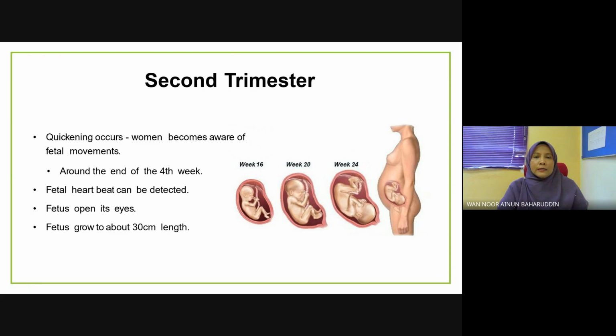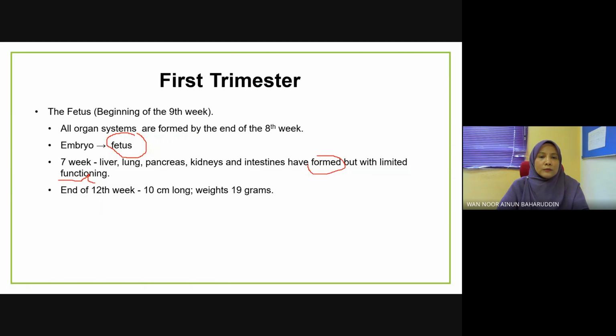Okay, during the second trimester, from 4 to 6 months, quickening occurs. Women become aware of fetal movements like kicking, moving, and so on. And the fetal heart can be detected here. The fetus opens its eyes and is about 30 cm in length, which is triple that of the first trimester.